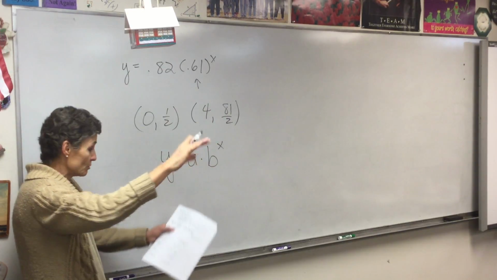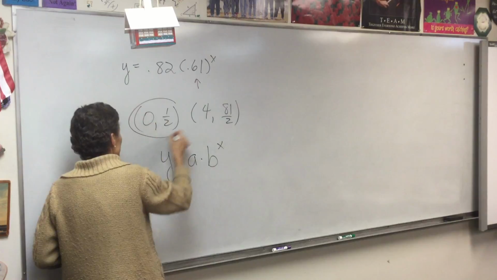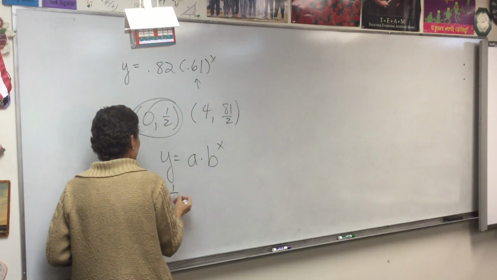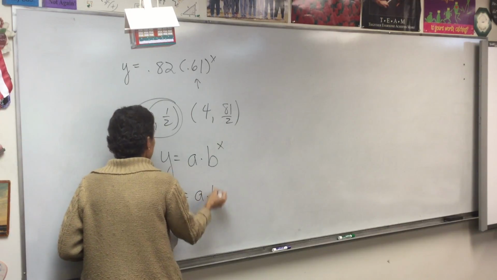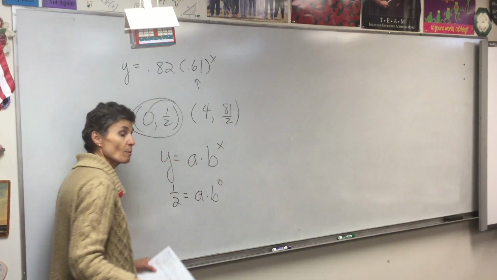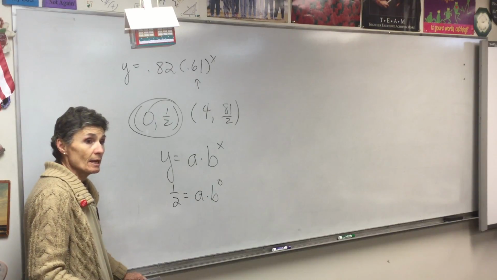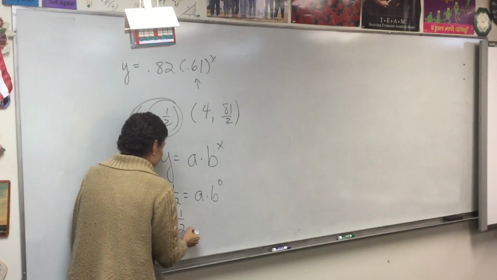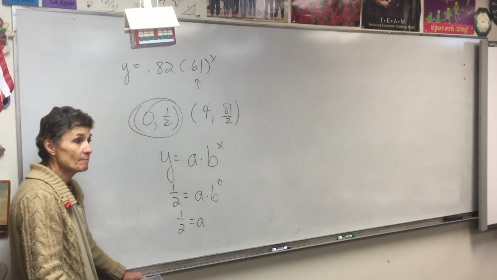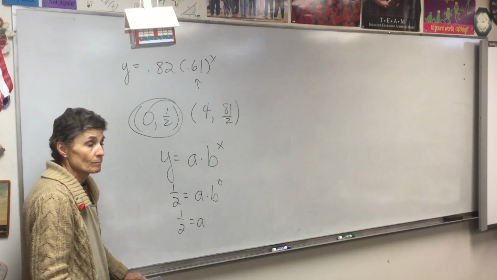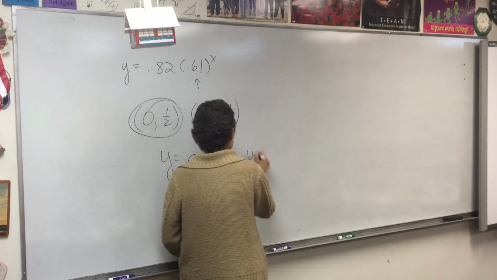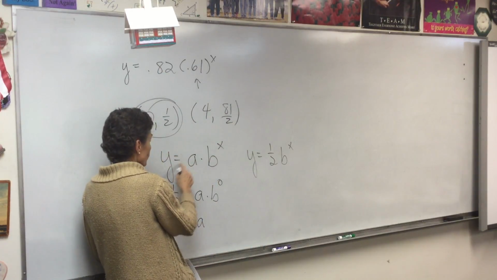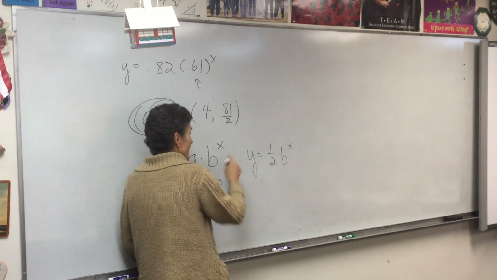Now we do what some of you guys were talking about. We take this point right here. We always start with the point that has a 0. And we put 1/2 in for y and 0 in for x. Remember doing that? And what's b to the 0? 1. So 1/2 ends up equaling A. So if 1/2 equals A, now we have this equation. Y equals 1/2 b to the x.